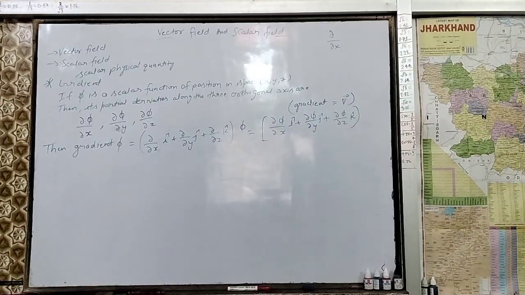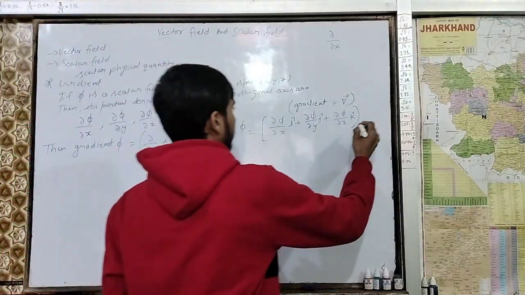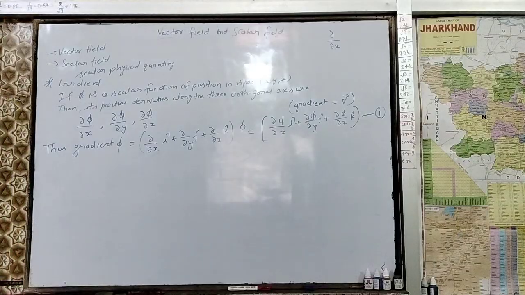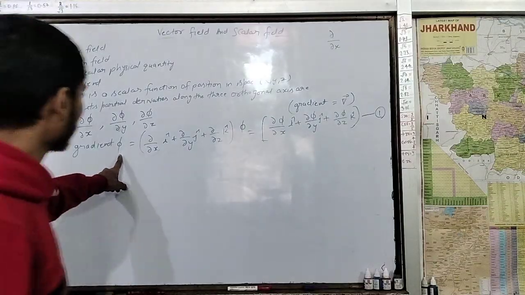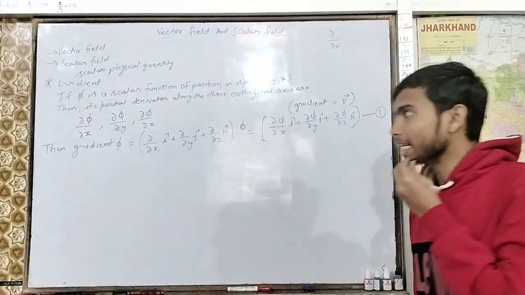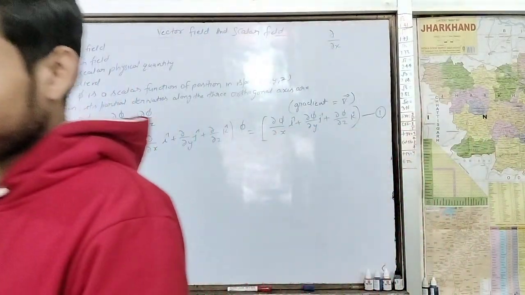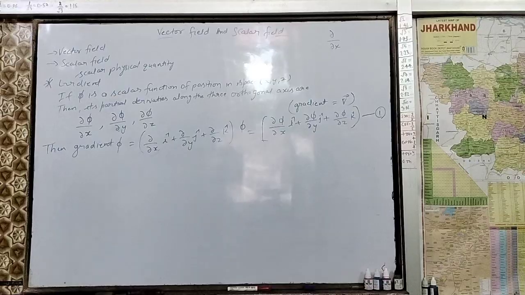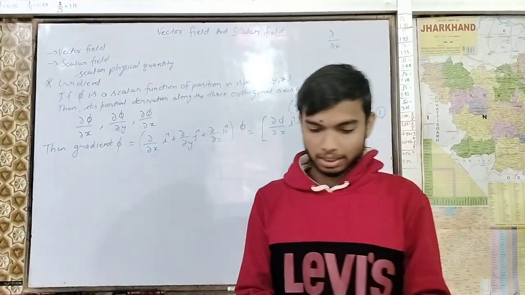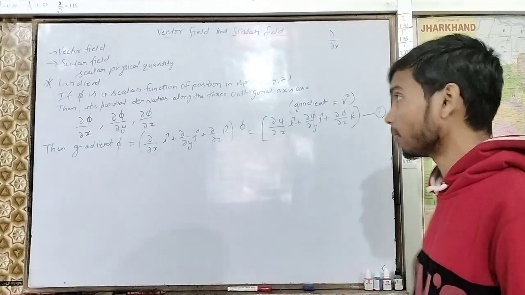So finally we can say this is our equation number 1. This is the equation number 1. So the gradient of phi is nothing but the del operator of phi. In vector algebra, an operator is known as del or nabla.